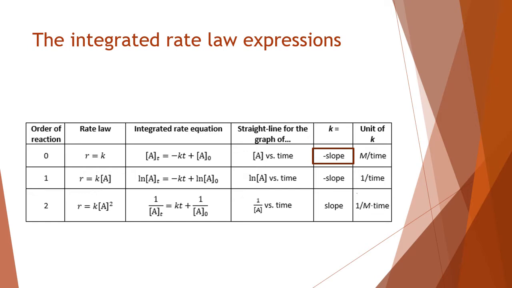If the plot of the concentration of A versus time is not linear, we can take the natural logarithm of the concentration of A, then plot this versus time. If this plot is still not linear, we can take the reciprocal of the concentration of A, then plot this versus time.